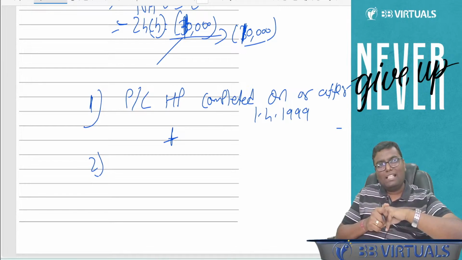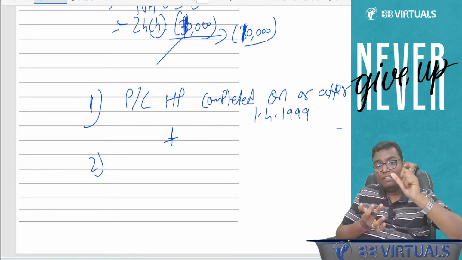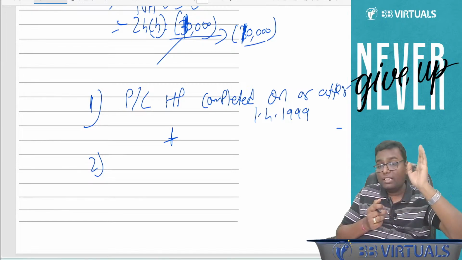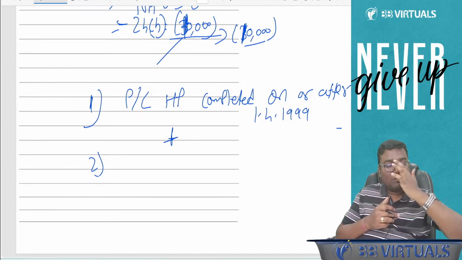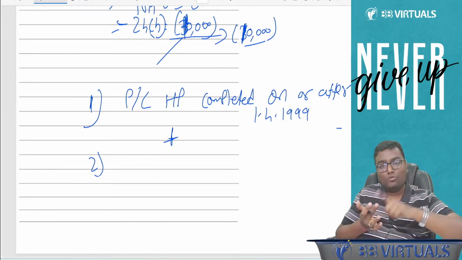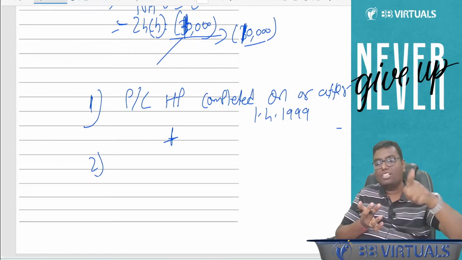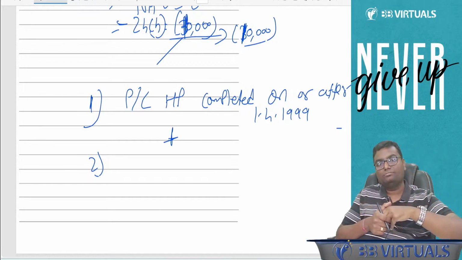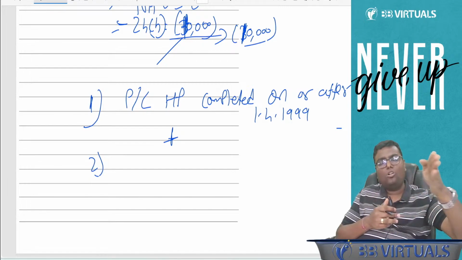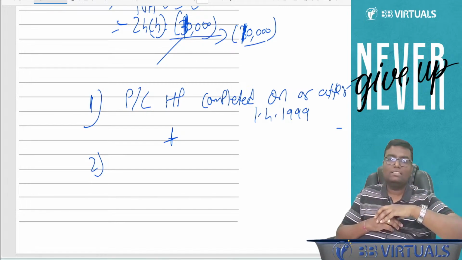So is it possible that my house was purchased prior to 1st April 1999, but still I am paying interest on the loan? Yes, a housing loan can be of 30 years also. It may be possible you have purchased the house in the year 96-97, but still that housing loan is continuing. Still you are paying interest on that. Deduction will be limited to 30,000. So the first condition: purchase or construction should be completed on or after 1st April 1999.